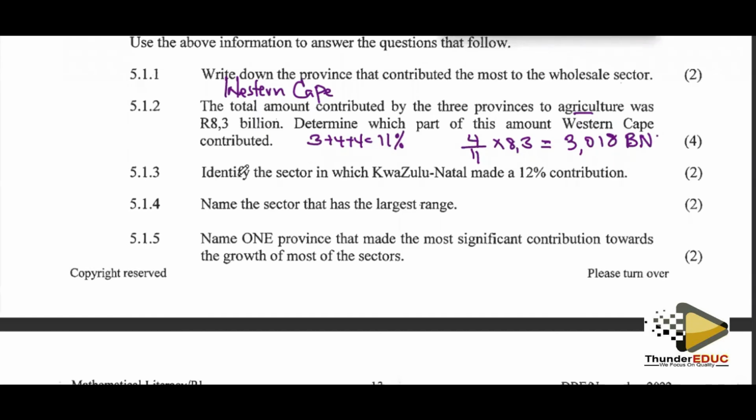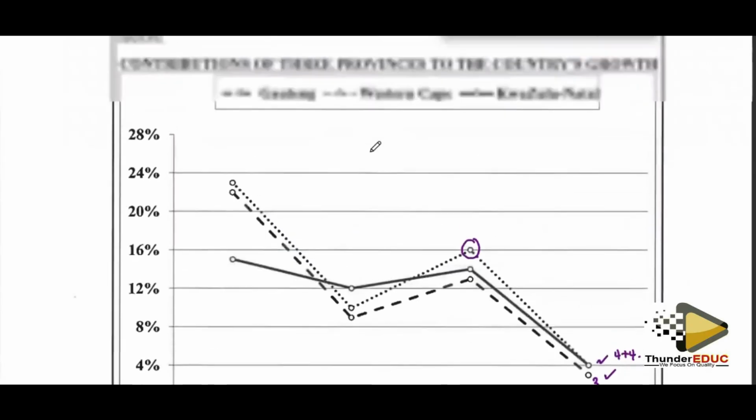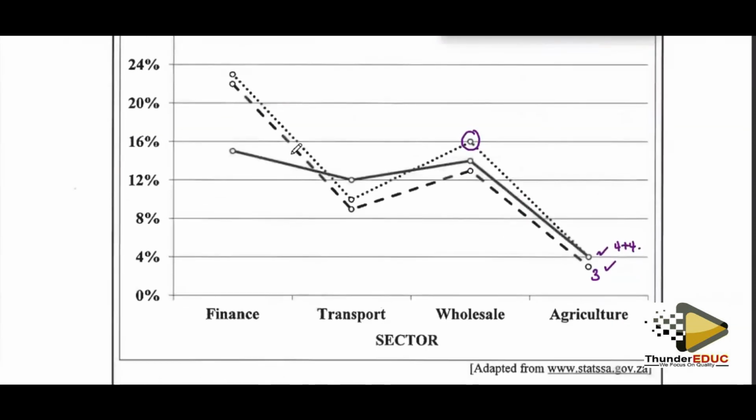Identify the sector in which KwaZulu-Natal made a 12% contribution. We come here with KwaZulu-Natal. It's the solid line. When does it touch the 12%? It's under transport.